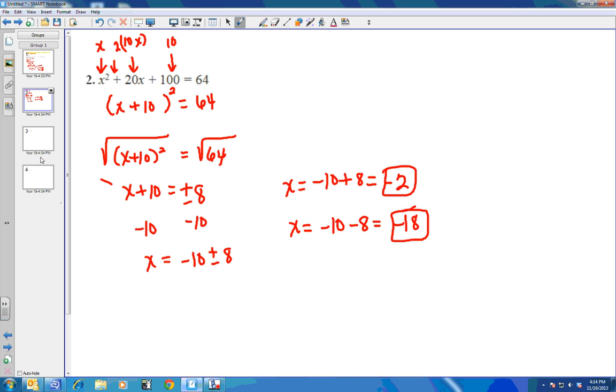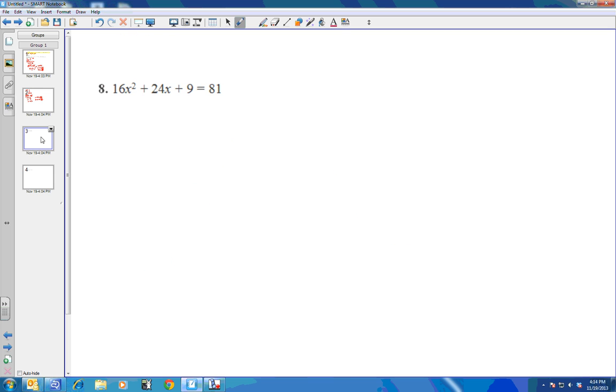Okay, that was number 2 off your worksheet. This is number 8 off of your worksheet. So let's check and make sure it's a perfect square trinomial. Is this something squared? Yes, it was 4x. Is this something squared? Yes, it was 3. When I multiply these two things together, I get 12x, and when I double it, I do get my middle term. So this is a perfect square trinomial.